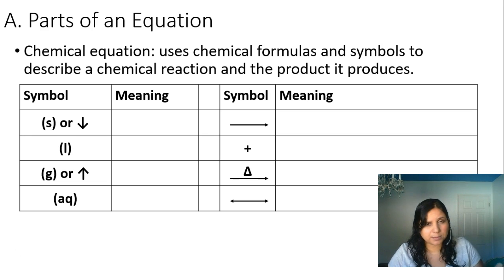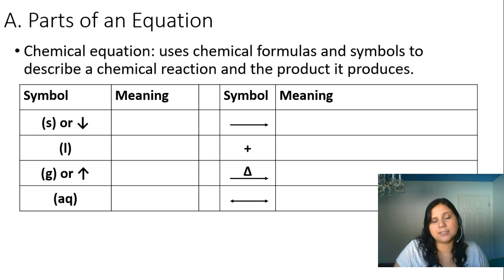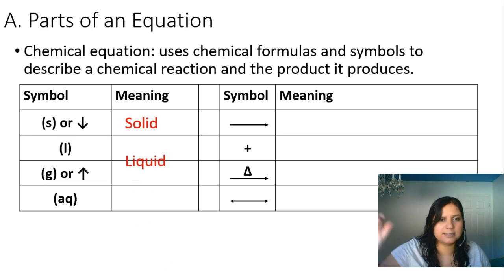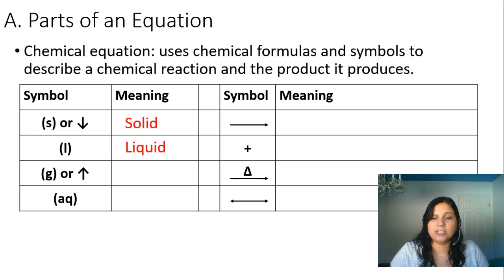Okay, so you have to know these symbols and what they mean. First one is S, which is just for solid, but sometimes it's written with a down arrow to show that something has precipitated. So down arrow means it's dropping down, solids forming. Okay, then you have L for, let's guess it, liquid. Good. G, gas. AQ, if you remember, means dissolved in water, which we call aqueous.